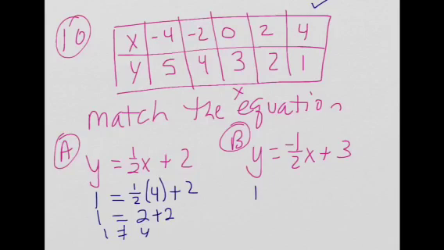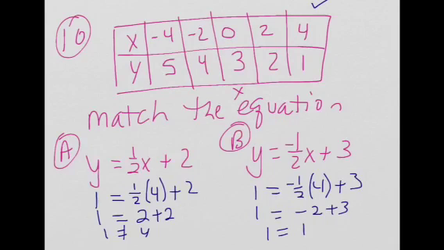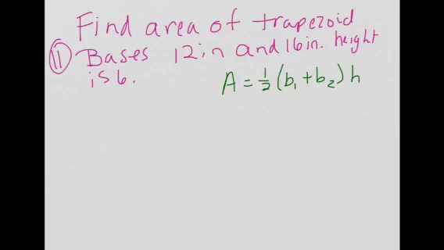We're going to put 1 is equal to negative 1/2 times 4 plus 3. So 1 is equal to negative 2 plus 3. 1 is equal to 1. So that means b is the function that goes with the function table.